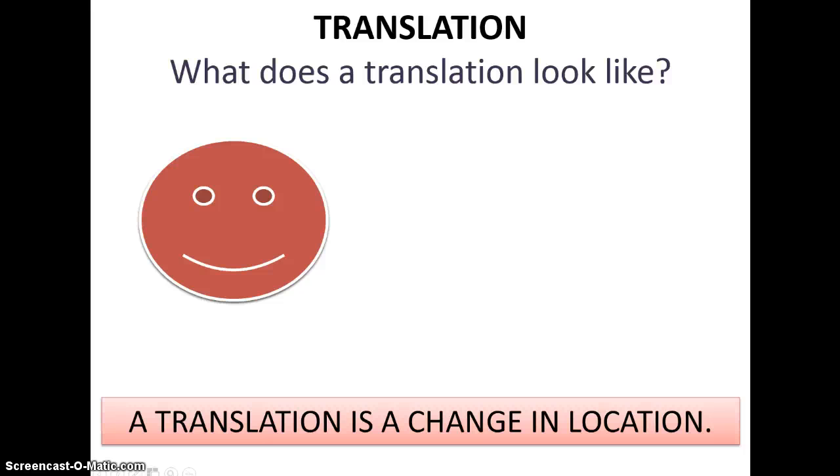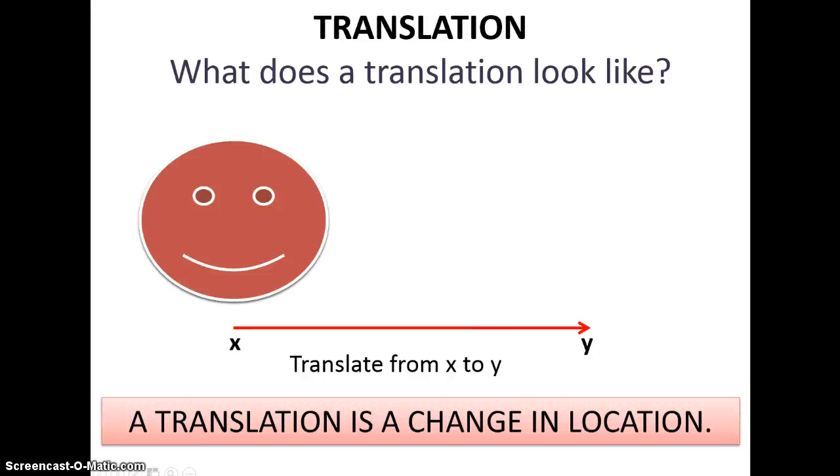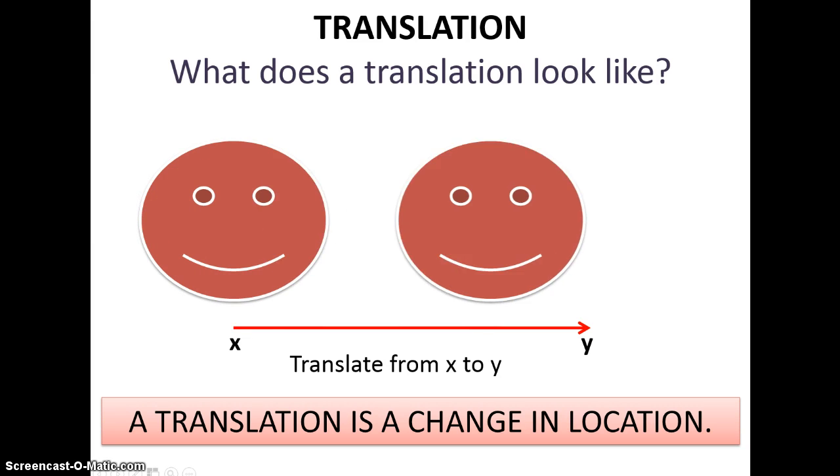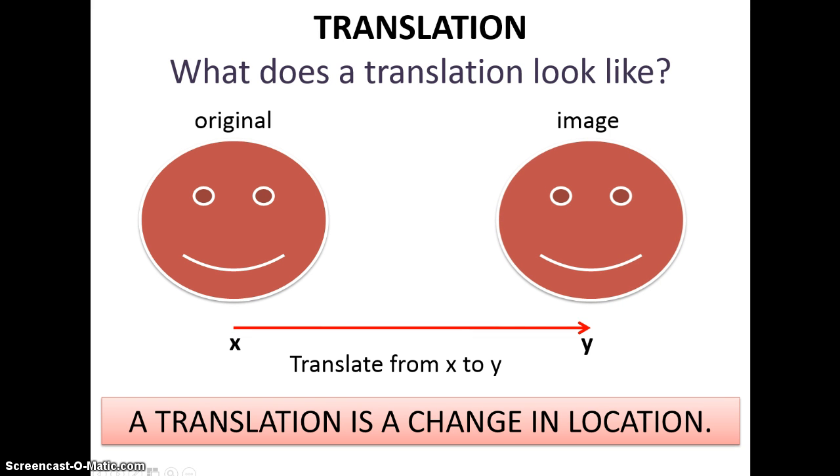So what does a translation look like? It's a change in location, so it would be like the smiley face. If it was going to translate from point X to point Y, following the direction of that arrow, just slide right on over. We talked about this Friday, but there are 2 names for the original shape, and its new, or the shape after it's been translated.